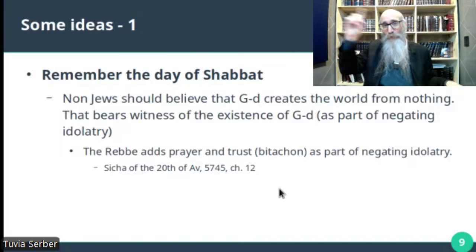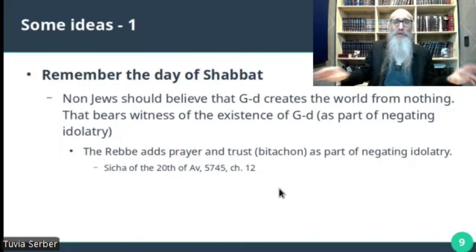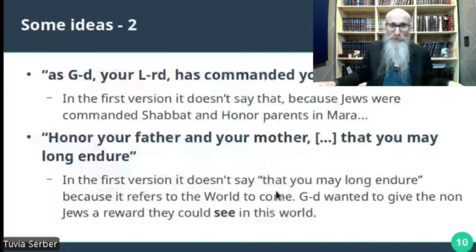Again, the first time it says Zachar, because that's an easier one. Just remember it. And that's what God offered the non-Jews. And they didn't accept that. So he offered the whole package, so to speak, for the Jews. Let's move on to another idea.